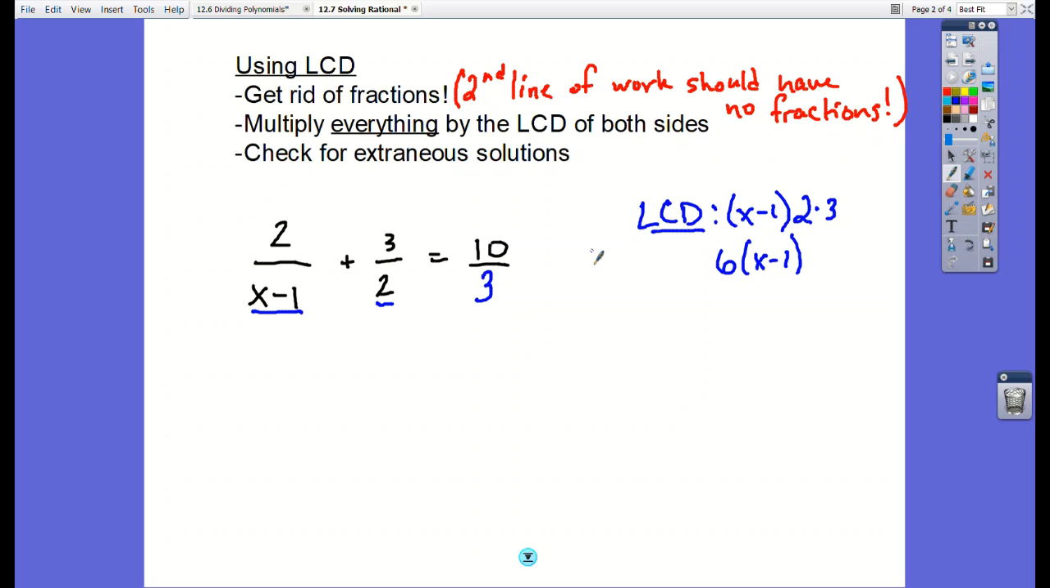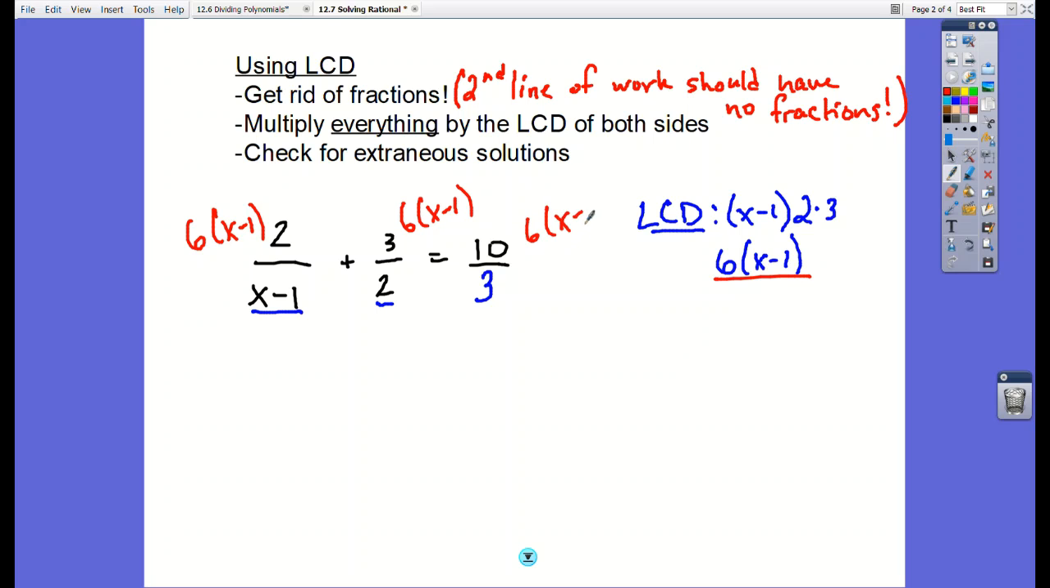So the most important thing is multiplying by that least common denominator. So let's do that. 6 times x minus 1. We said multiply everything. So on your paper, actually write 6 times x minus 1.